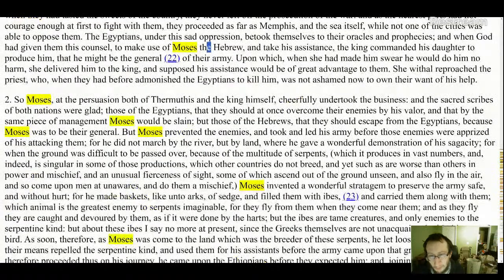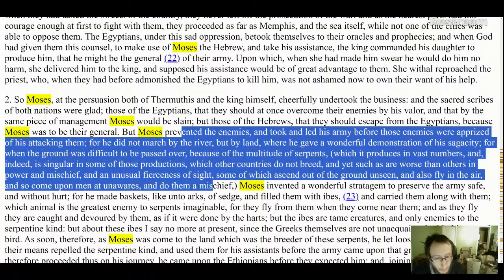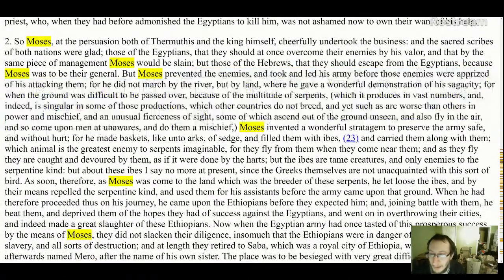Moses, at the persuasion both of Tharmuthis and the king himself, cheerfully undertook the business. The sacred scribes of both nations were glad: those of the Egyptians, that they should at once overcome their enemies by his valor, and that by the same piece of management Moses would be slain; but those of the Hebrews, that they should escape from the Egyptians because Moses was to be their general. And then it gives a whole account of Moses fighting the war against the Ethiopians.